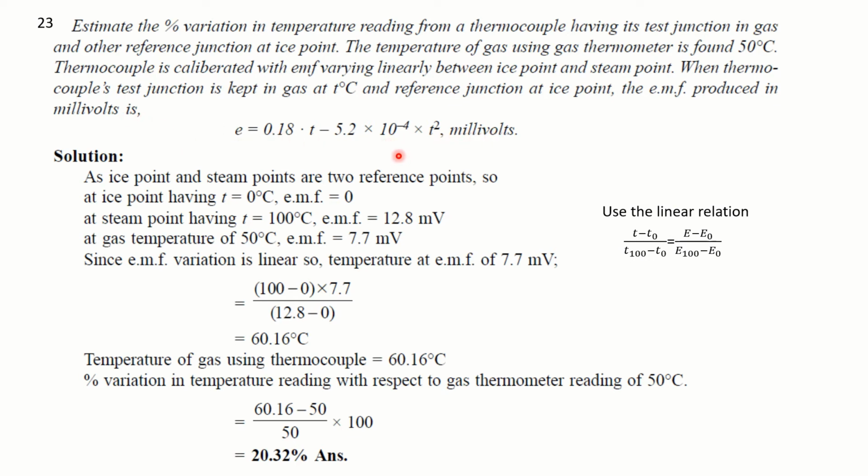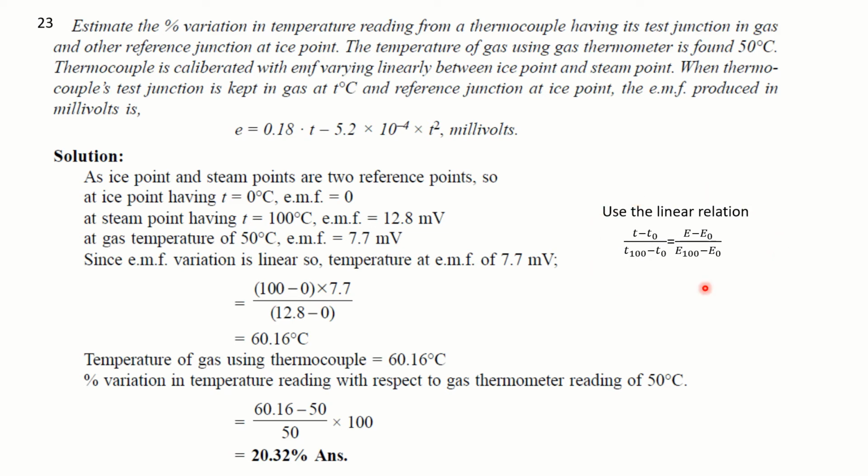So let us solve this equation. Ice point, T is equal to 0 degrees Celsius. If I substitute 0 here, I'll get EMF also 0. At the 100 degree steam point, if I substitute 100 here, I'll get EMF as 12.58 millivolt. At 50 degrees Celsius, again if I calculate, I'll get 7.7 millivolt.